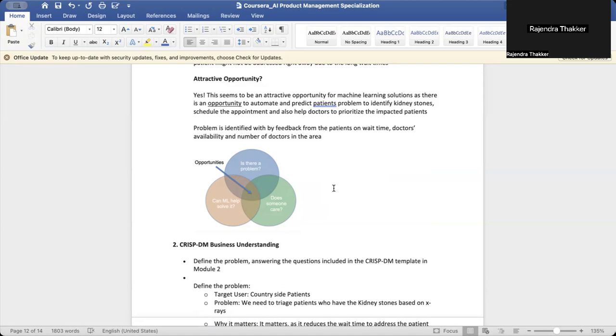Is there an opportunity? As mentioned earlier, yes, there is a problem, which we just called out. Can machine learning help to solve it? Yes, based on the data, and we do have different models to solve for this. And does someone really care? Yes, the patients and the doctors both would care, it would help both of them.